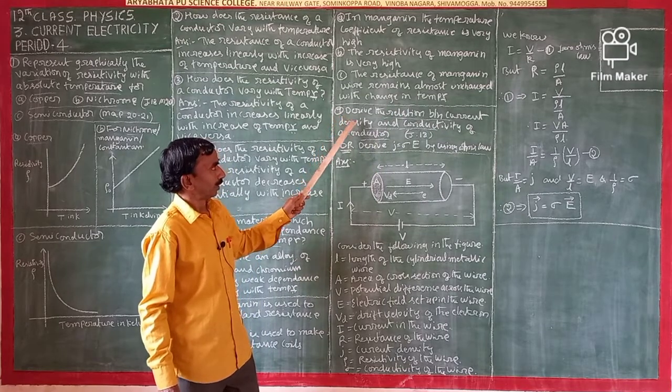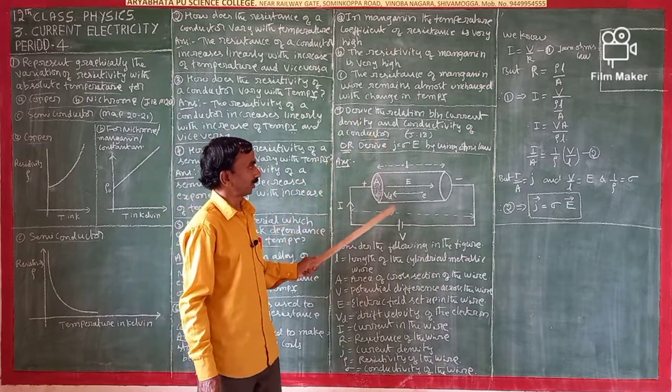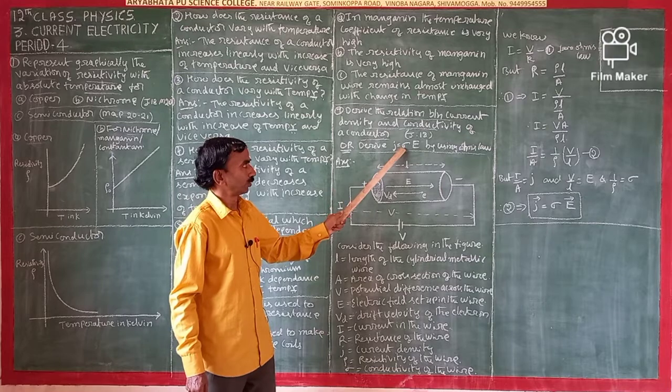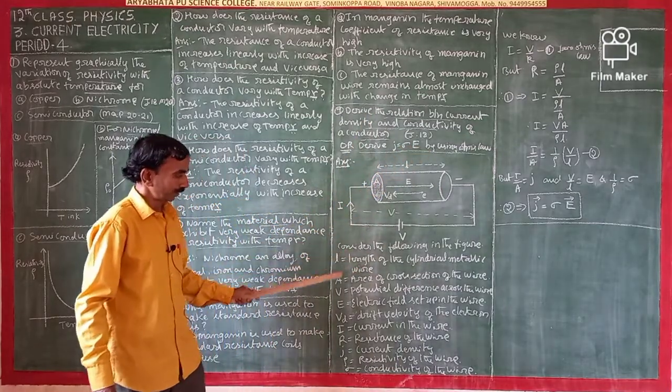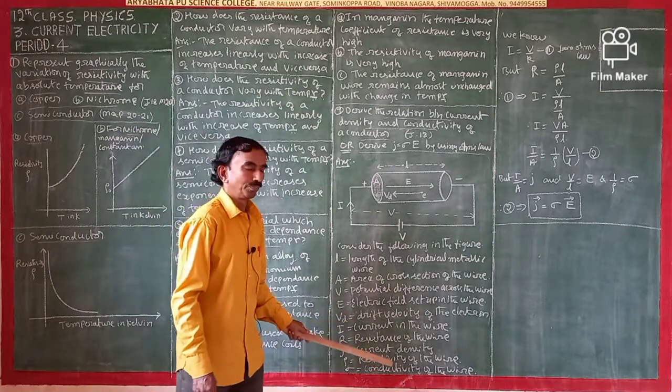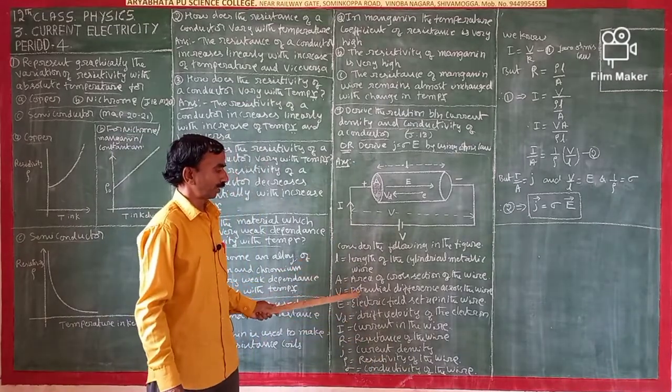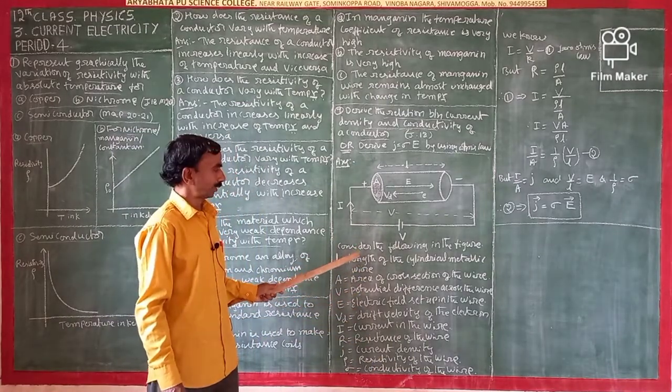Next, this is the relation. For this relation, you have to derive J is equal to sigma E by using Ohm's law. You have to write this. You must write these by seeing one time, without seeing another time, you have to write it. I will explain 3 times.